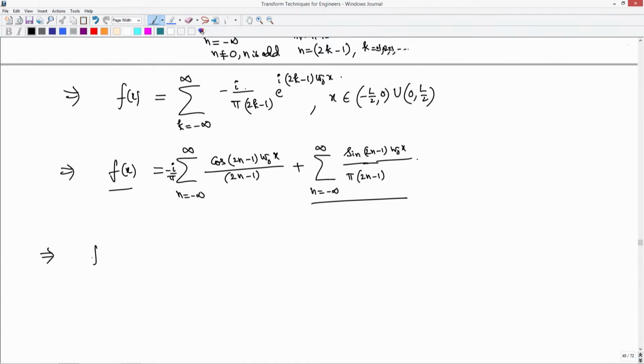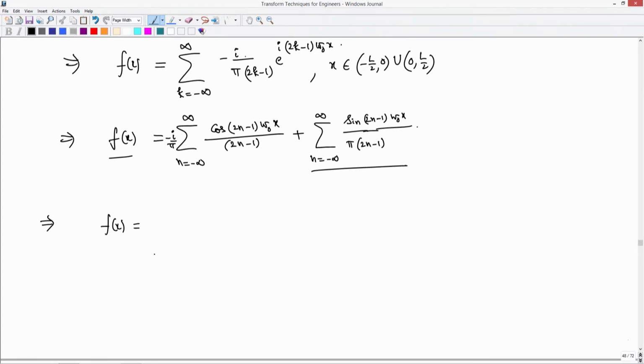So, this implies that the given function f(x), which is minus half and plus half in those intervals, is equal to the sum over n from minus infinity to infinity of 1 over pi, a constant, times sine of (2n minus 1) omega naught x, where omega naught is 2 pi by L, divided by (2n minus 1). That is the sine of the whole thing. And what is left is this one, so that has to be 0.